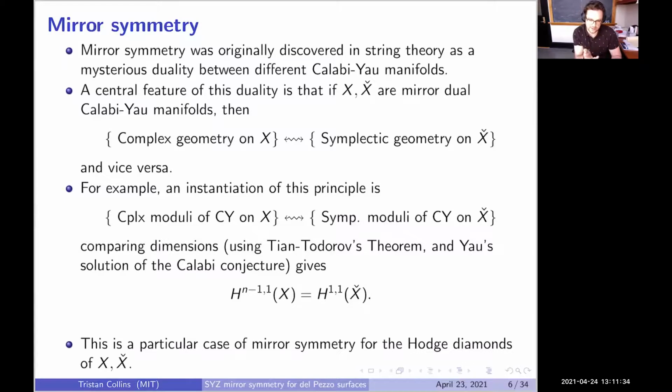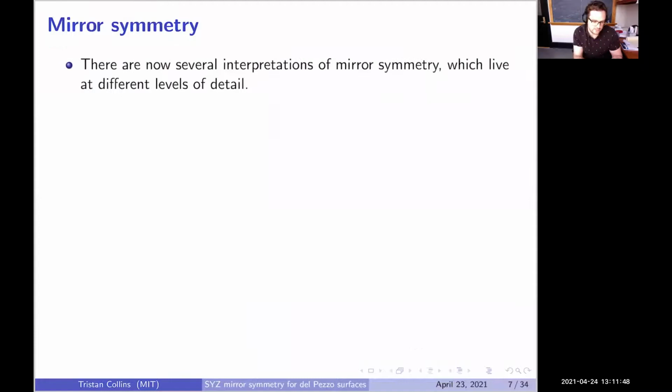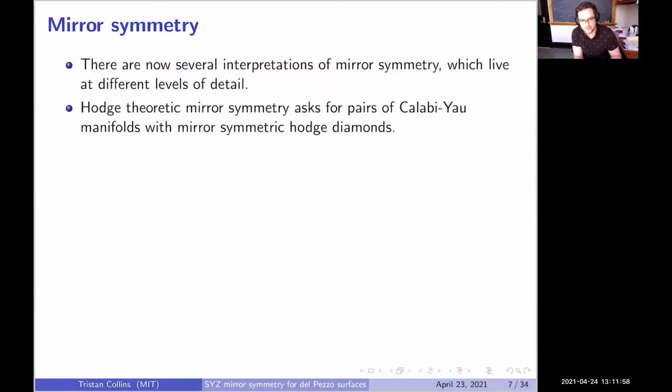Okay, and this is just a particular case of what became, so the reason it's called mirror symmetry is you get this sort of symmetry between the Hodge diamonds of X and its mirror dual. Now at this point, mirror symmetry has been around for a while. There are several different ways to interpret mirror symmetry, and they live at different levels of detail. So there's Hodge theoretic mirror symmetry, which asks to just construct pairs of Calabi-Yau manifolds with mirror symmetric Hodge diamonds. You could think of that as some sort of topological mirror symmetry.